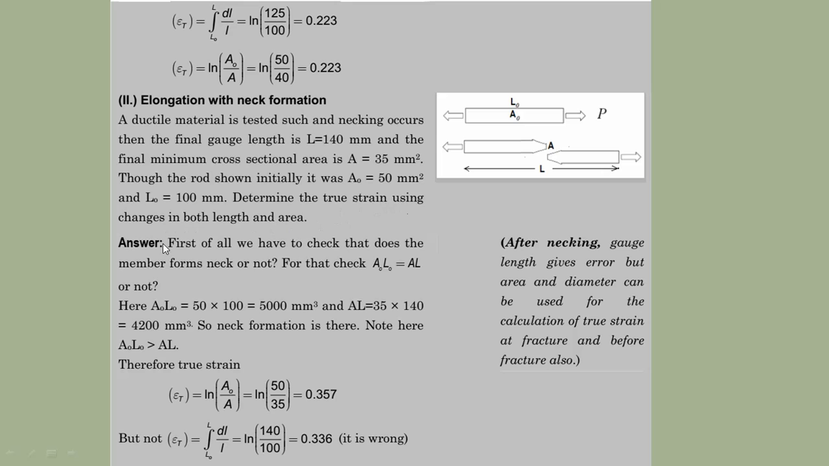Answer: first of all, we check this. A0 L0 is 50 into 100, 5000, and A into L is 35 into 140, 4200 mm cube. So neck formation is there. Here A0 L0 is greater than A L. Therefore, true strain is equal to ln of A0 upon A, which is ln of 50 upon 35, equal to 0.357, but epsilon T equal to ln of 140 divided by 100, equal to 0.336, is wrong. 0.357 is correct because neck formation is there.